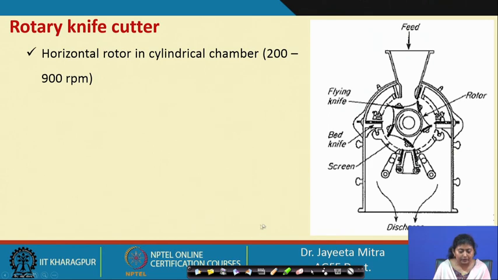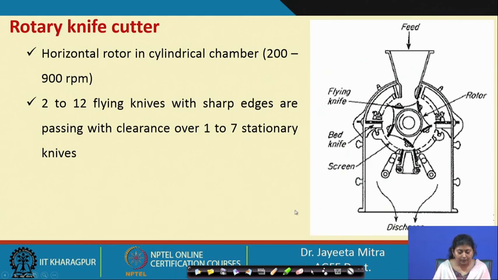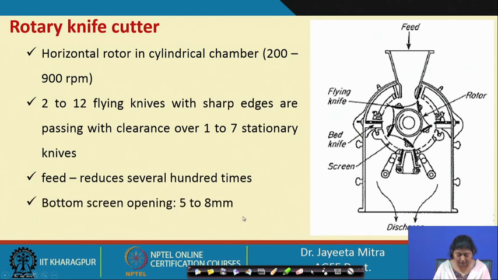So, how do they work? There is a horizontal rotor in a cylindrical chamber, which rotates at 200 to 900 rpm speed. 2 to 12 flying knives with sharp edges are passing with a clearance over 1 to 7 stationary knives. So, here the stationary knives are there. And when the flying knives come in between these two contact points, the shearing happens and the particle will break. So, feed reduces several hundred times because of this arrangement.